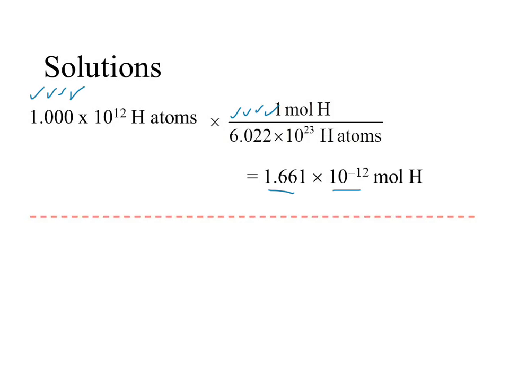So I guess I missed how you get the 1.000 times 10 to the 12th atoms. That was given in the problem. It was the 1 trillion. How many moles of atoms is 1 trillion hydrogen? Okay, so that's 1 trillion. Good.